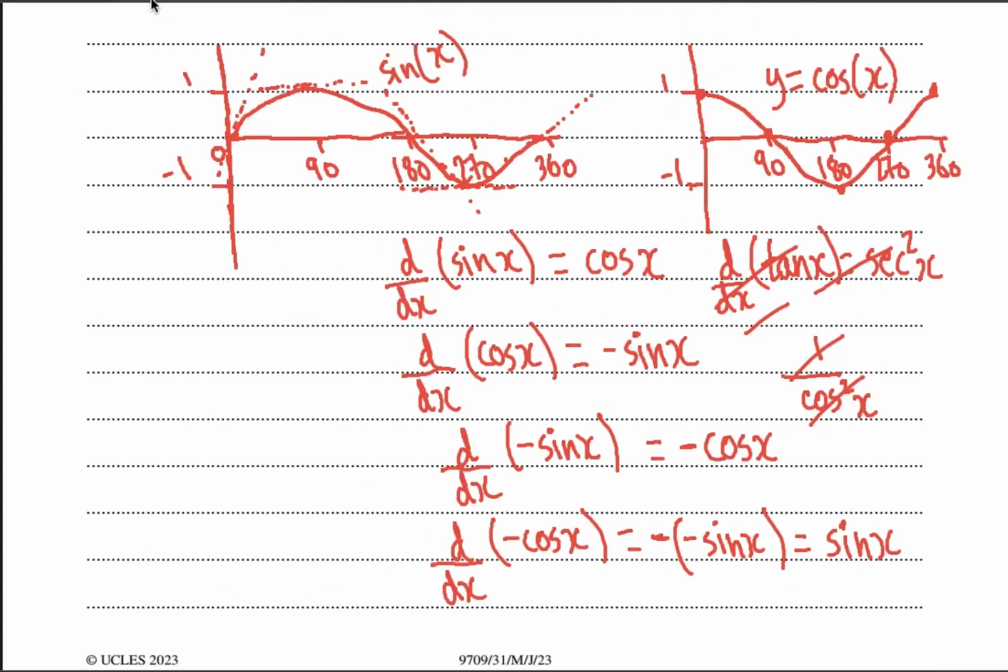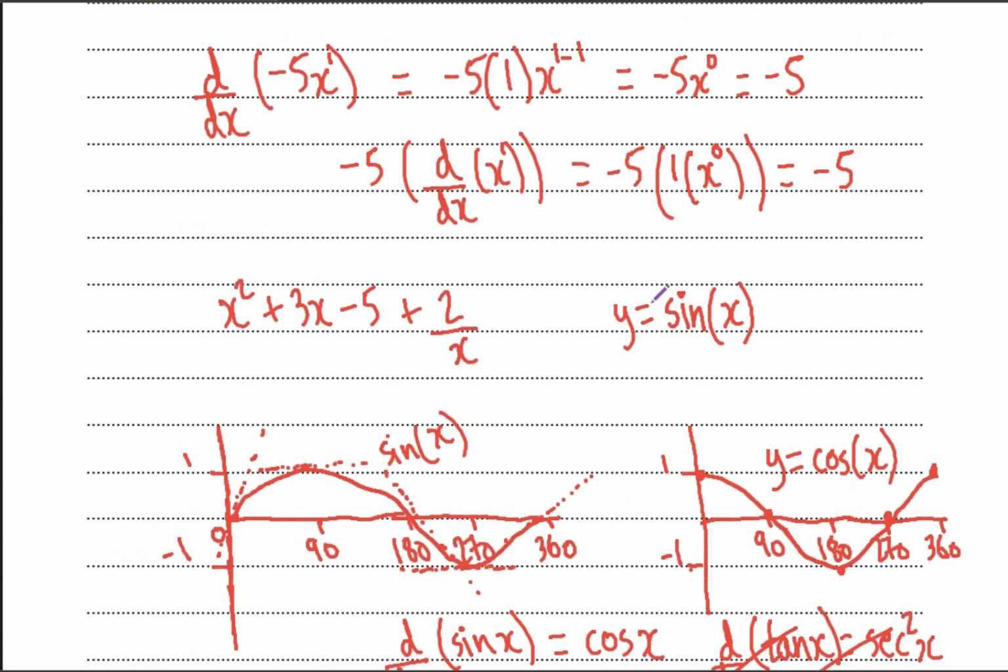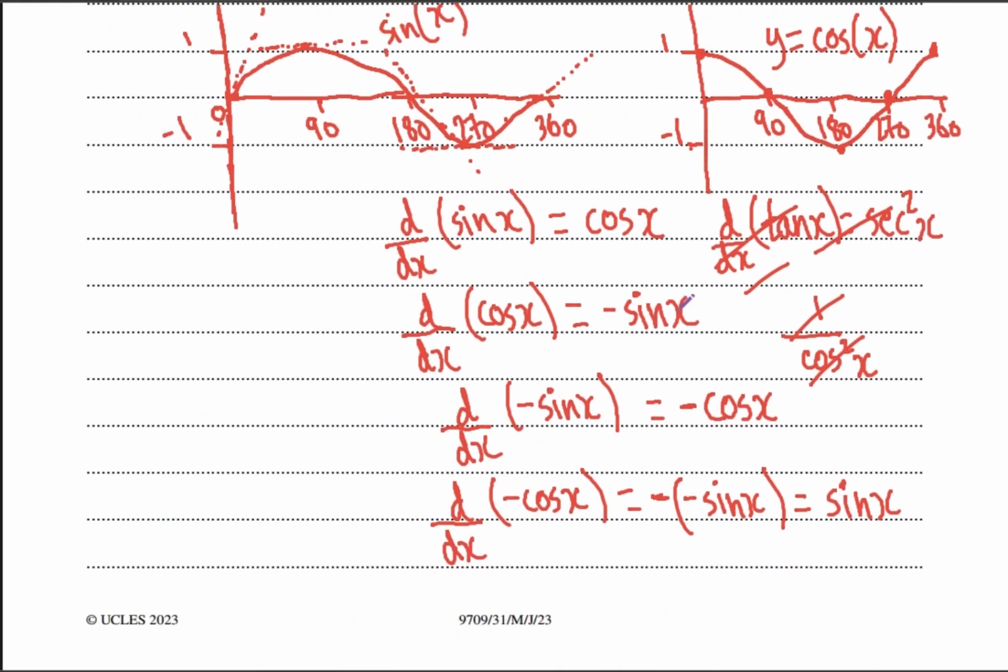I do want to make a video on the quotient and product rule, and we're going to go over why the derivative of tan of x is equal to the secant squared of x.